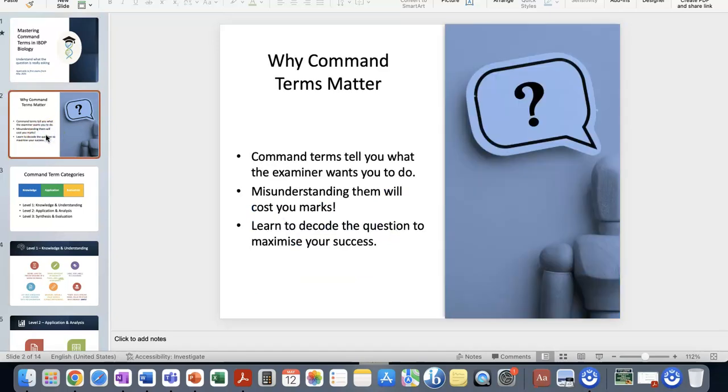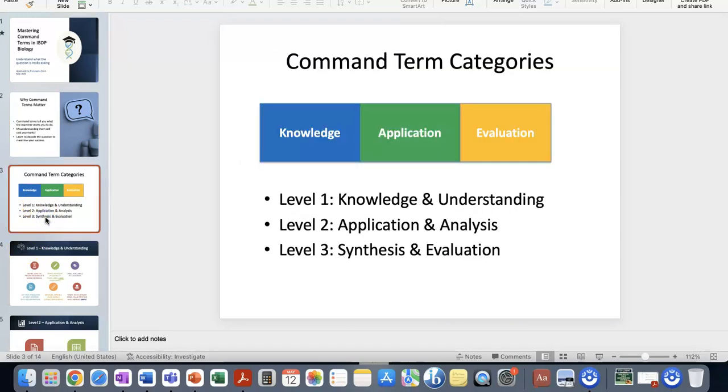Okay, they matter. The command terms tell you what the examiner wants you to do. If you don't understand them properly, if you misunderstand them, it does cost you marks. So let's go through the top 5 areas and decode the questions. There's 3 categories of command terms. You can see that level 1, knowledge and understanding, they'll tend to be easier, but there is one particular that people get wrong. We'll go over that.